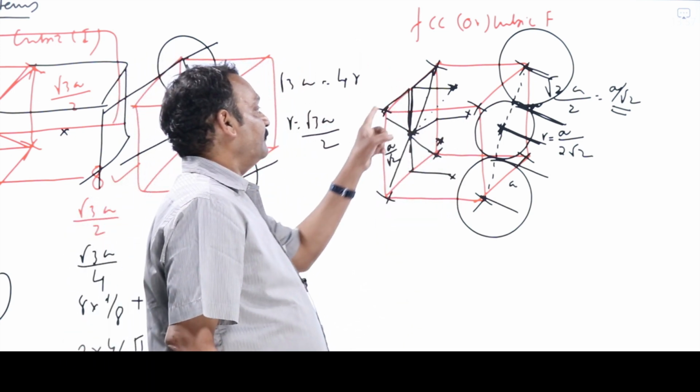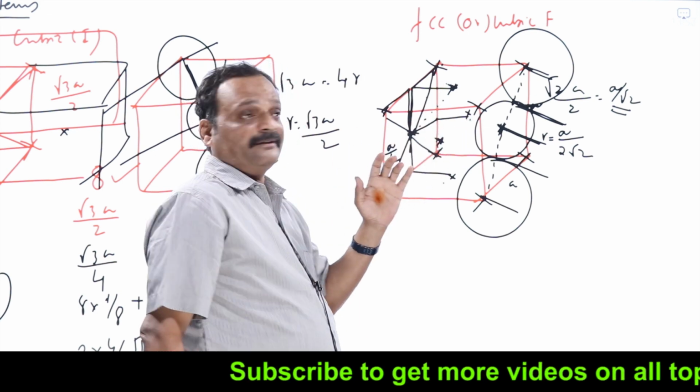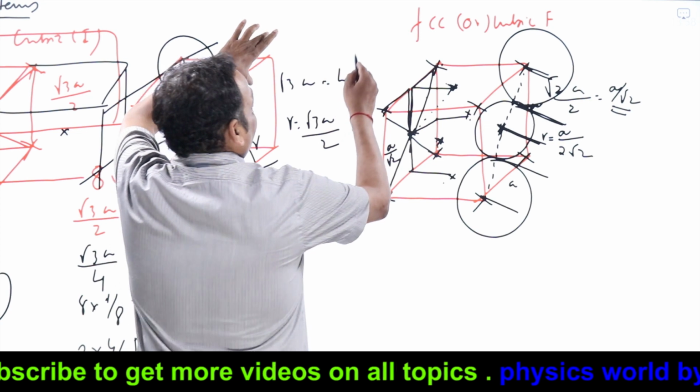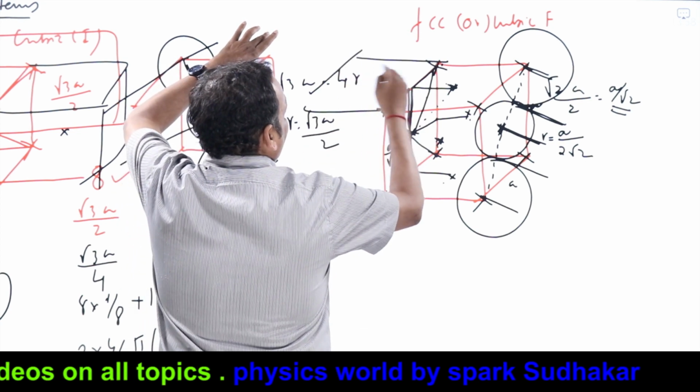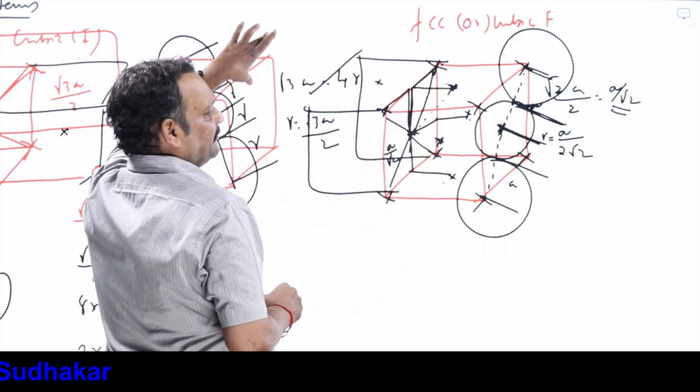So totally how many? 1, 2, 3, 4. 1, 2, 3, 4. Okay, 8 lattice points still now. Same will be the case with lattice points lying in another adjacent unit cell also. Okay, here also one face-centric lattice point will be there.